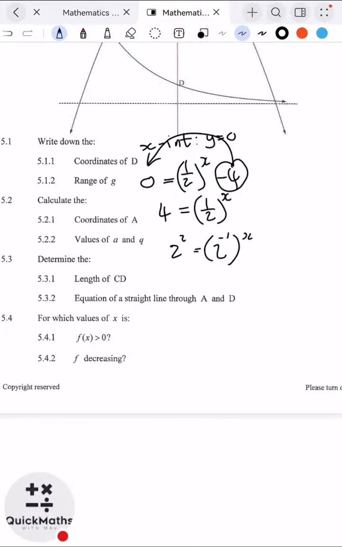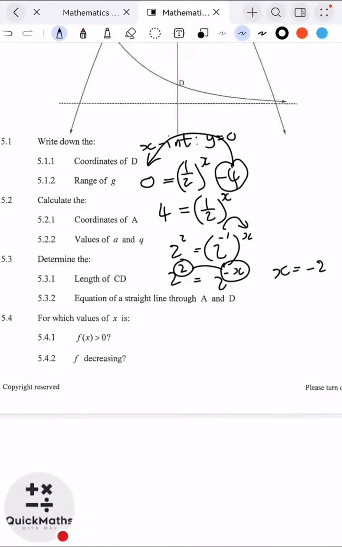And then the x is the exponent. Right, this multiplies with that one. So it's 2 to the power of 2 is equal to 2 to the power of minus x. Again, bases are the same. So if bases are the same, exponents must be equal. So x will equal minus 2.